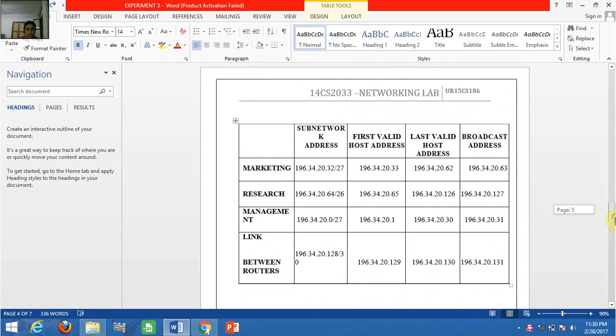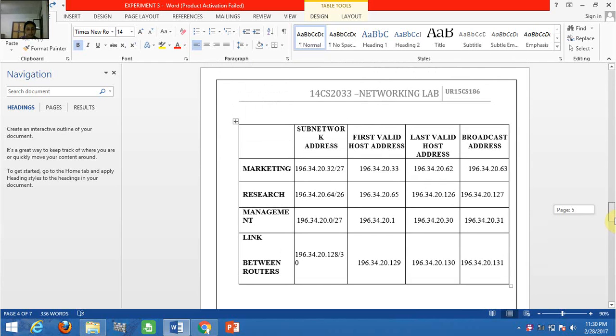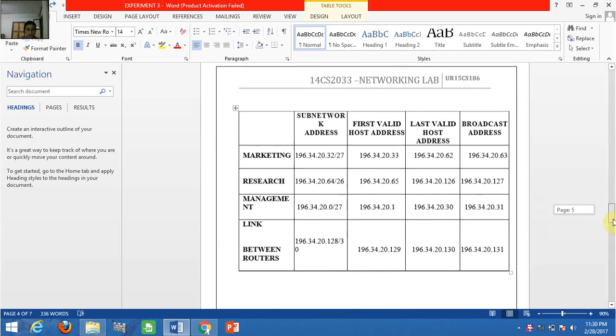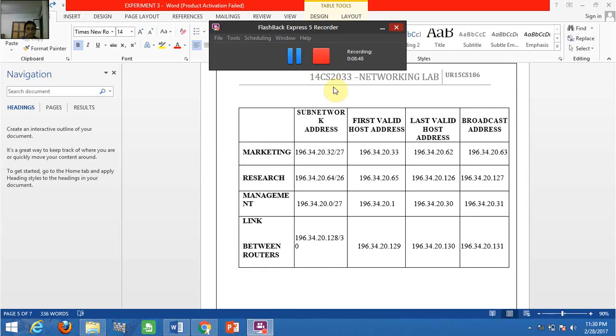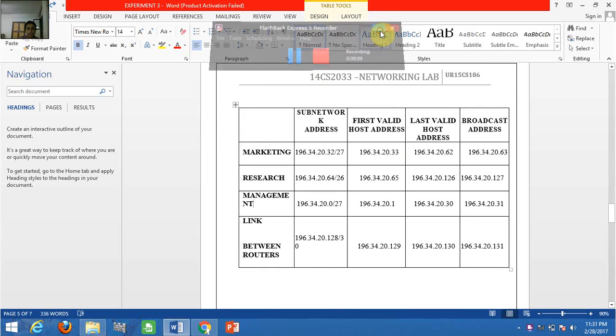And since for the link between 2 routers we need only 2 hosts, we are supposed to borrow 1 more bit. We don't have to borrow 1 more bit, we have to borrow 6 more bits, so that in the host portion only 2 bits will be remaining, and so we'll be getting 2 usable host addresses. Now out of the 2 usable host addresses, we can assign network address to the link between the routers easily.